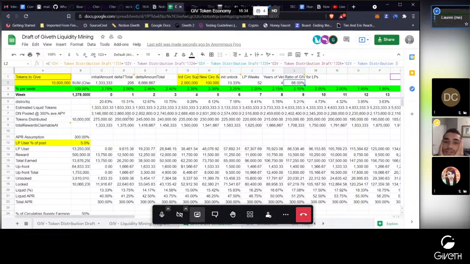Exactly. And what's cool about these spreadsheets is that we don't know what the price will be, but we can use this ratio to cancel out the price, and we don't need to know what the price is to find all the APYs. Cool.